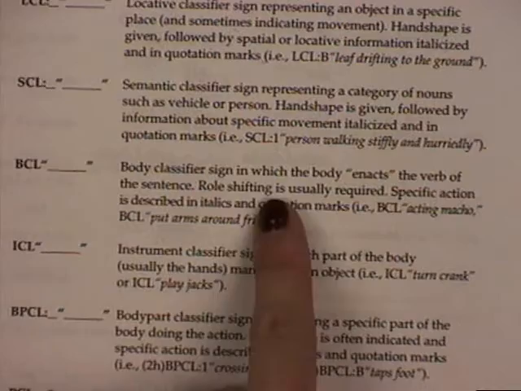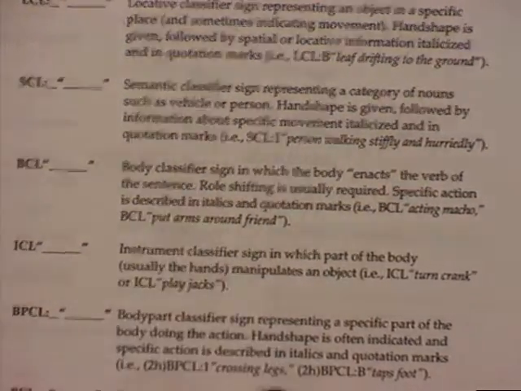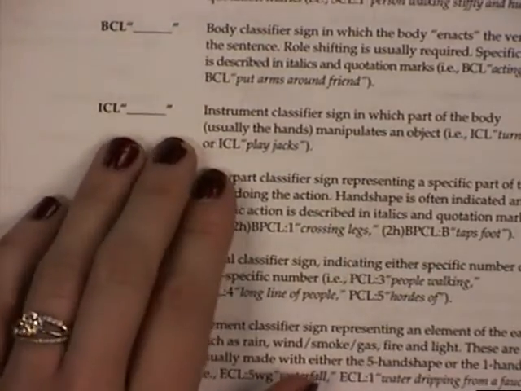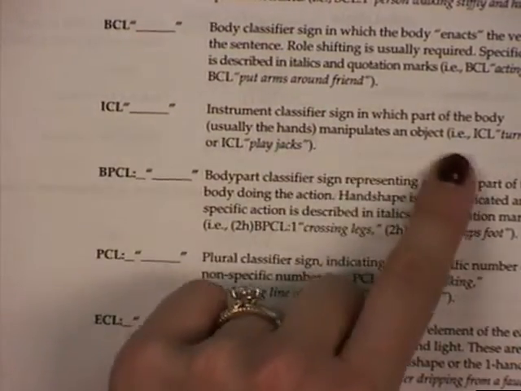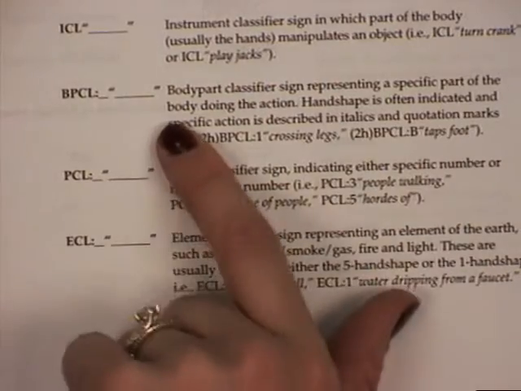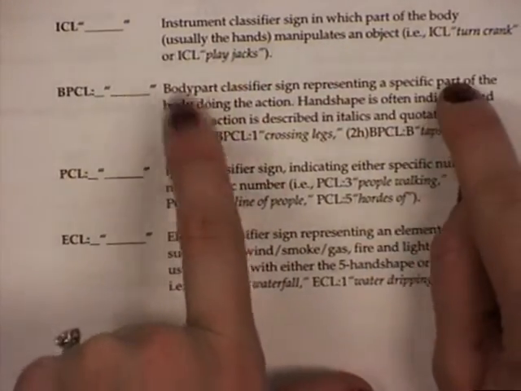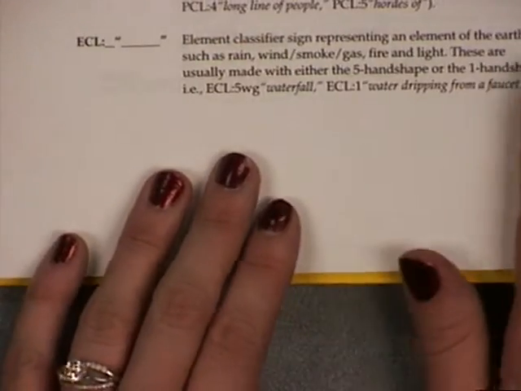Body classifier: sign in which the body enacts the verb of the sentence. That one's pretty straightforward. Instrumental classifier: sign in which part of the body, usually the hands, manipulates an object. So how it's used. BPCL: sign representing a specific part of the body. So literally part, body part is in the definition. PCL we haven't talked about, so that will not be on there.